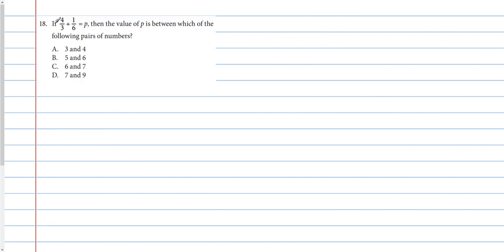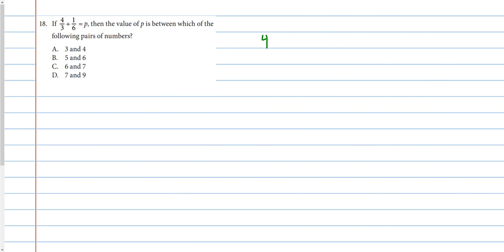Number 18, if 4 over 3 divided by 1 over 6 equals P, what is the value of P? They want you to do a little work. You have to find the answer, and then figure out where it is in between. So let's find the answer first. What's P? 4 divided by 3, and then divided by a fraction.